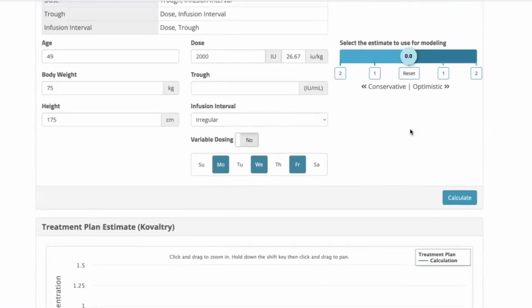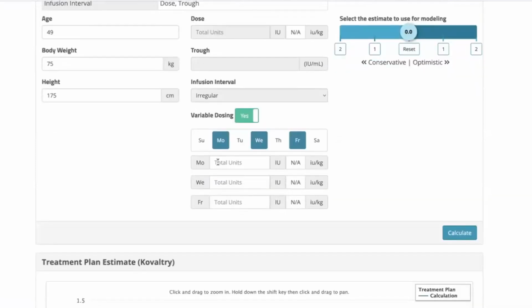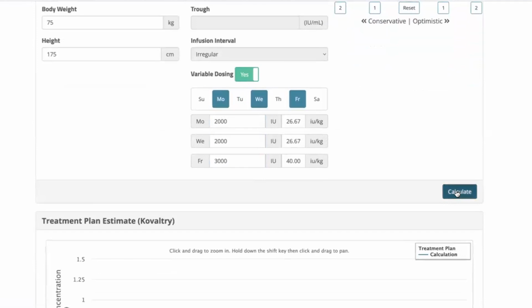Now I say, okay, variable dosing, I click here, and now I'm asked to say how much. 2,000 on Monday, 2,000 on Wednesday, let's say 3,000 on Friday. I increase the dose on Friday to try getting better coverage on the Sunday evening. Now I ask the system to calculate.